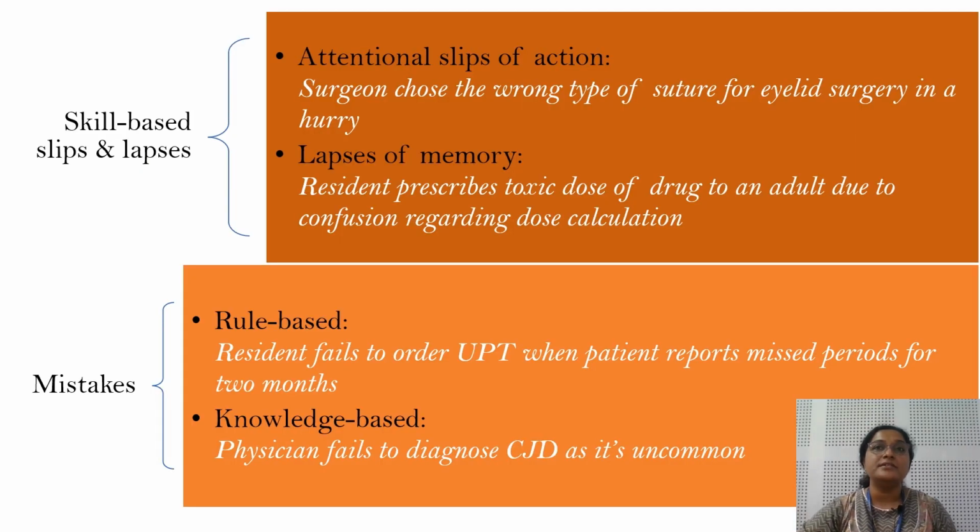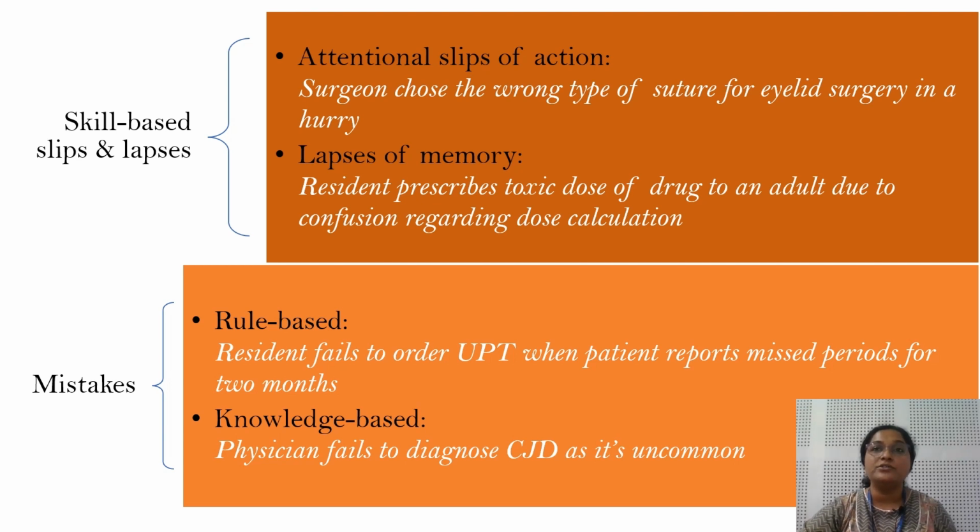So here are some more examples of skill-based errors and mistakes. A surgeon chooses the wrong type of suture for eyelid surgery in a hurry. This is a skill-based error and is specifically an attentional slip of action. A resident doctor, confused regarding the doses of a drug, prescribes an incorrect dose to an adult patient. This is a memory lapse.